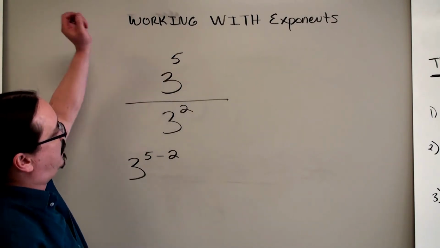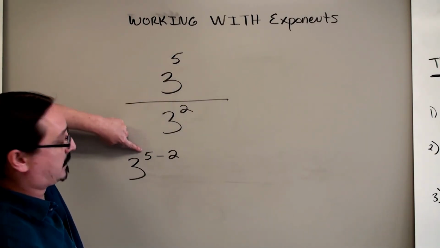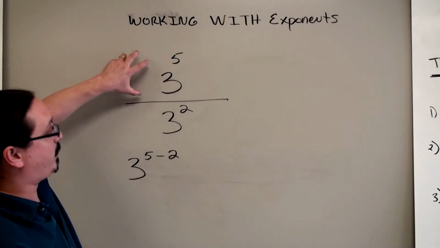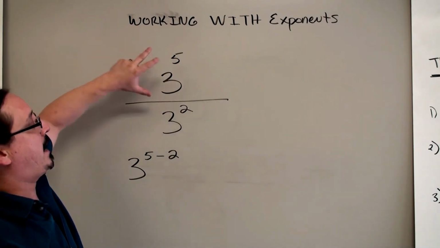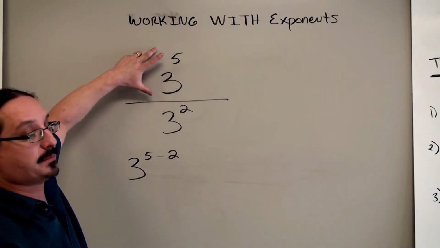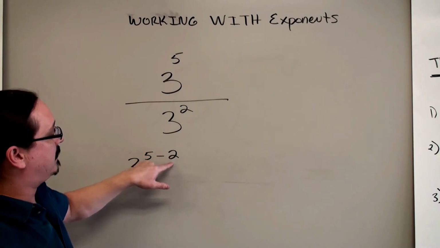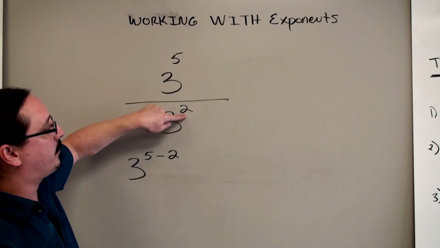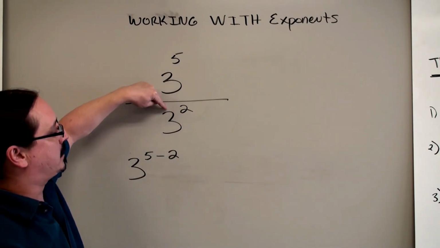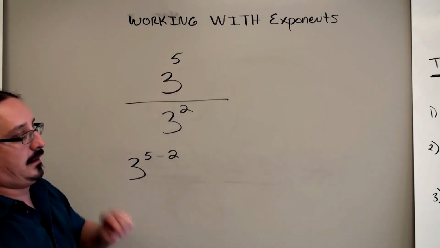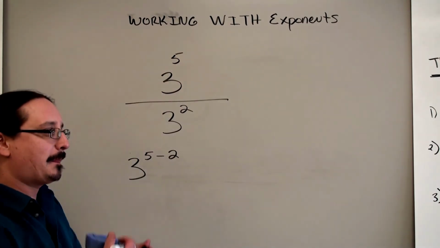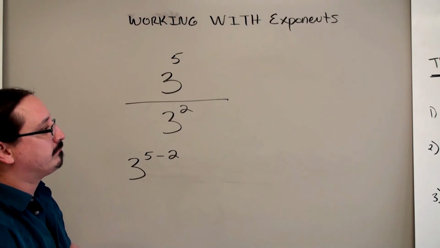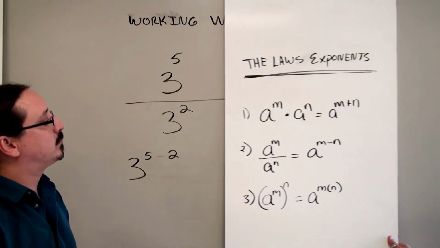We can take the numerator, that's going to be the numerator and its base and exponent, subtract it by the exponent of the denominator's base. It sounds weird when you say it. You know, I like the law that you got here.